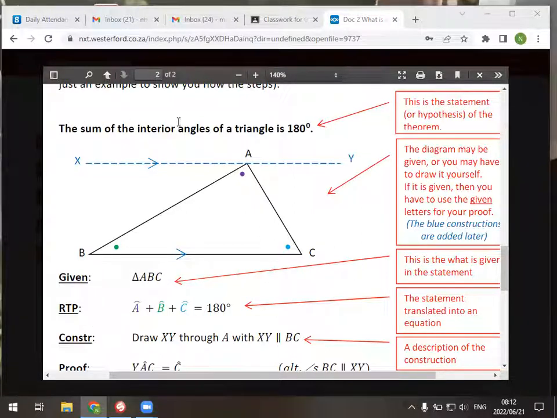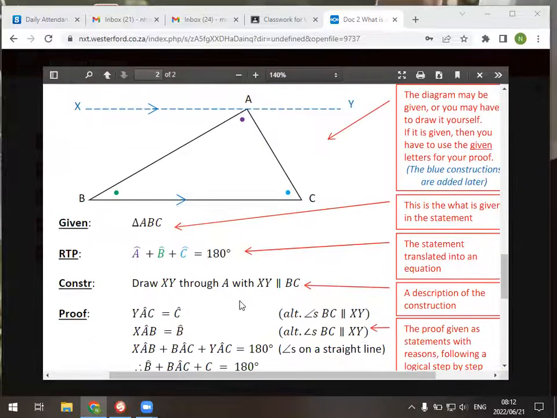What does the theorem actually state, guys? The theorem states that when you add the interior angles together, you get 180 degrees. So that is your RTP, required to prove: angle A plus angle B plus angle C is 180 degrees. Okay, does that make sense? That's what we need to prove in this proof.